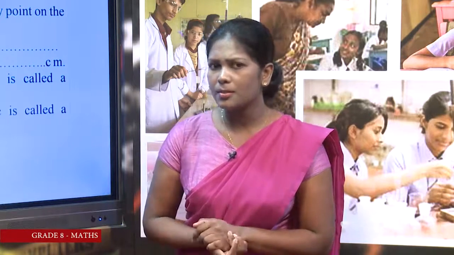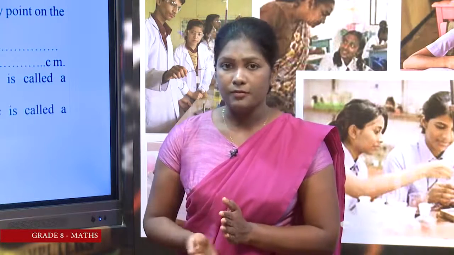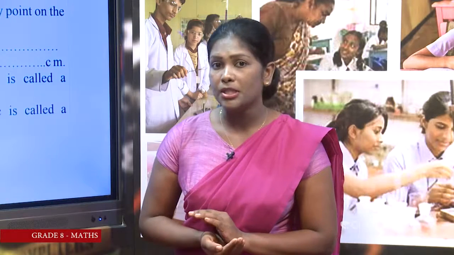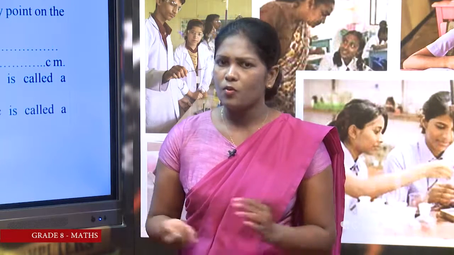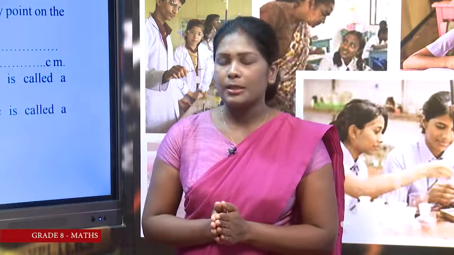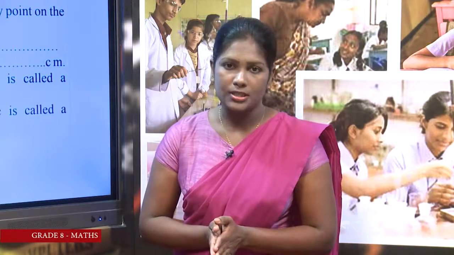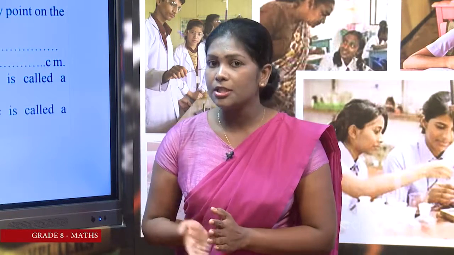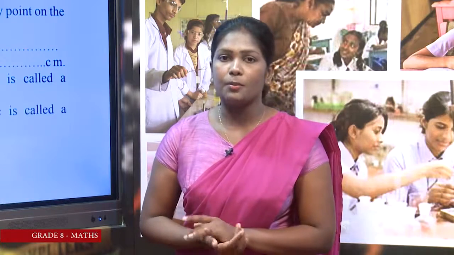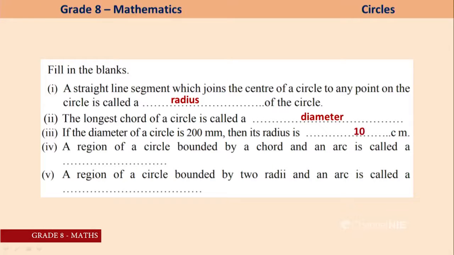But the question asks about it in centimeters. Yes, then you have to convert that 100 millimeters into centimeters. What is the relationship between millimeters and centimeters? Yes, children. 1 centimeter is equal to 10 millimeters. Then 100 millimeters divided by 10, you can obtain the answer. What is the answer? 10 centimeters. Okay, next move to the next question.